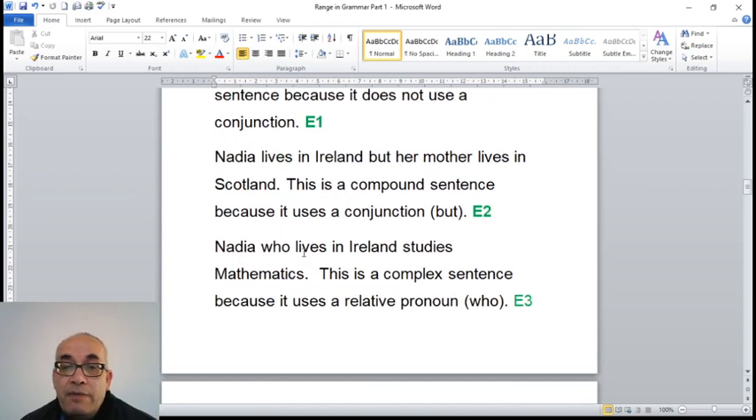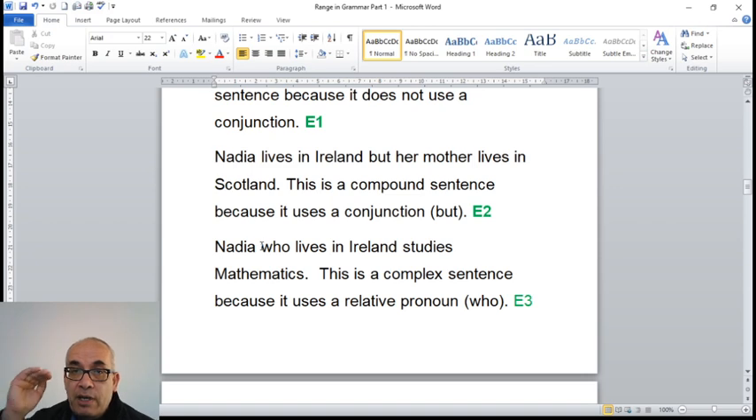Now, Nadia, who lives in Ireland, studies mathematics. This is a complex sentence. Why? Because it uses a relative pronoun, who. So this is who, a relative pronoun. If you are able to use this pronoun, it means you are making complex sentences. There are different ways to make complex sentences, but I'm just showing you the meaning of range.